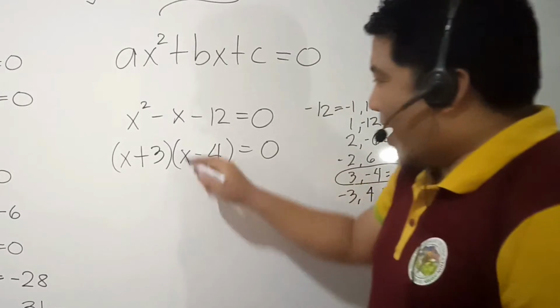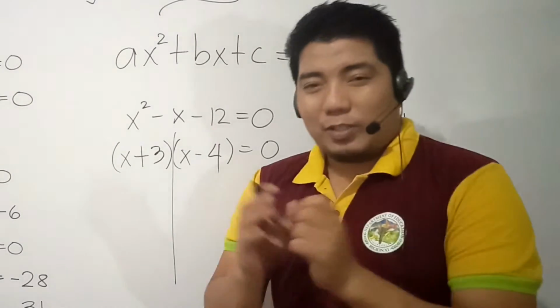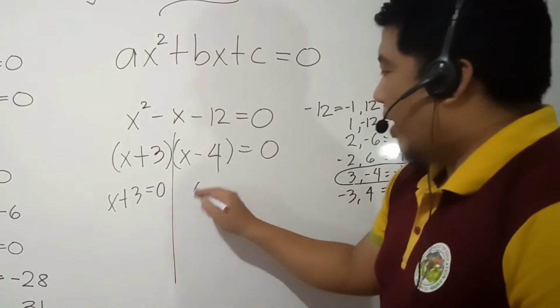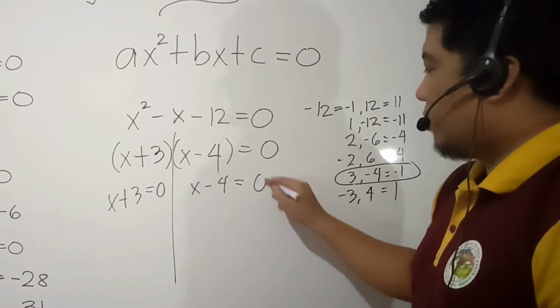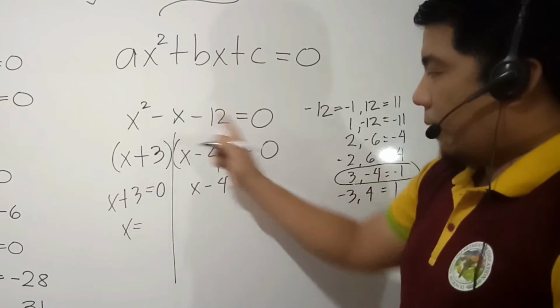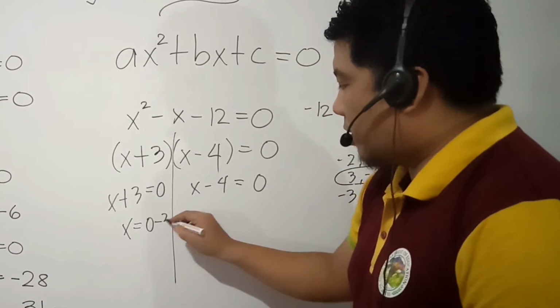Easy, right? Now, going to our separation solution or separate solution, we have x plus 3 is equal to 0, x minus 4 is equal to 0. Then we transpose, we solve for x. The plus 3 will be transposed, this will become 0 minus 3.